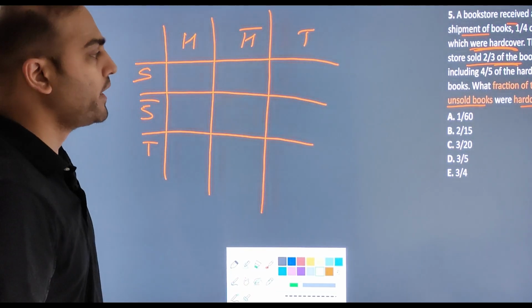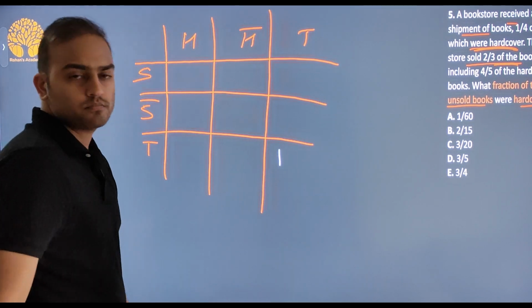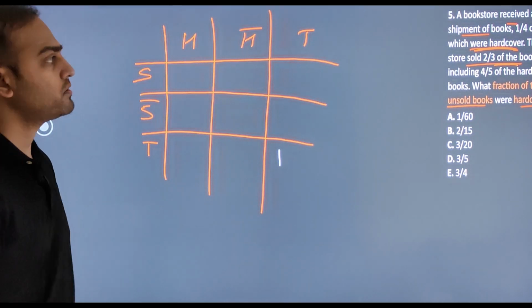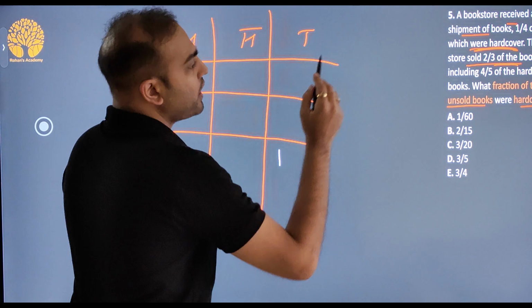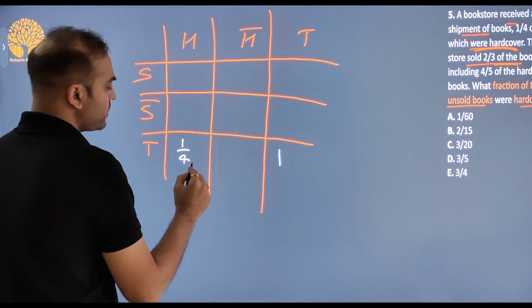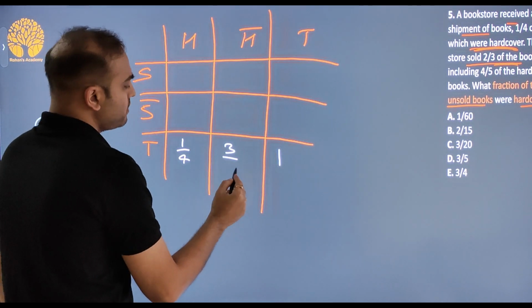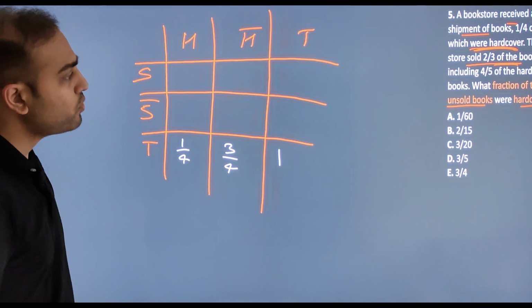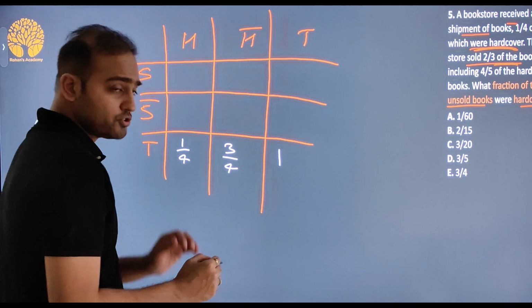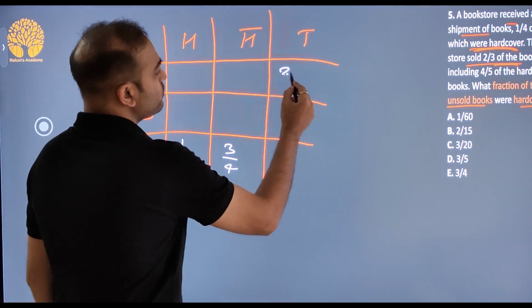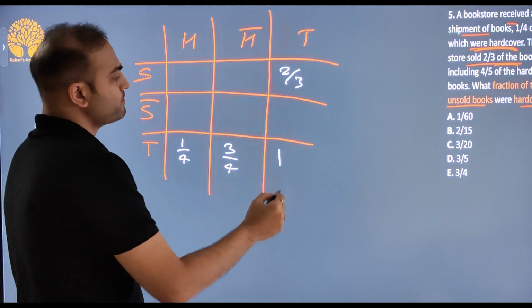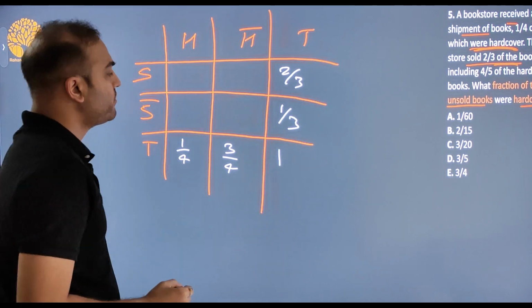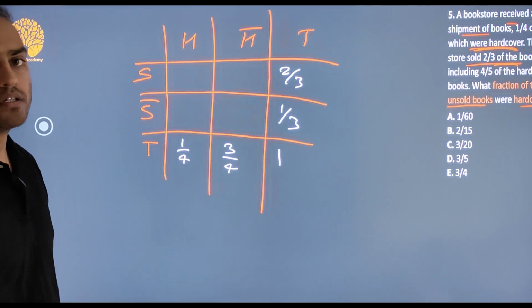Right. What do we know? Total is 1, because the total fraction is always 1. 1/4 are hardcover, that means 3/4 are not hardcover. The store has sold 2/3 of the books. So how many are left unsold? 1/3.